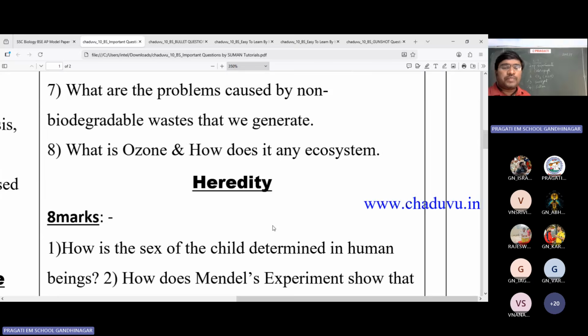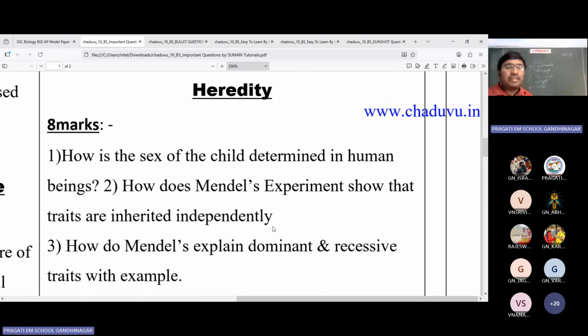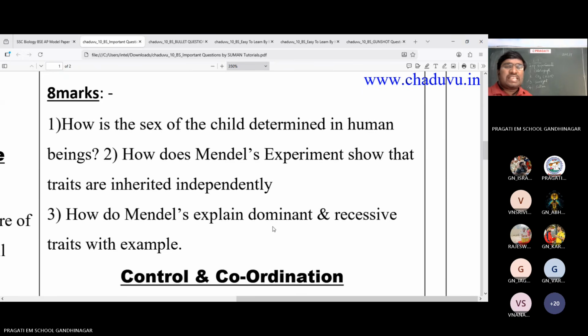4-mark questions here. And heredity. Essay questions. One of the essay questions will come in this chapter, no? So 8 marks. How is the sex of a child determined in humans? Sex determination question. I already explained about monohybrid and dihybrid cross, no? So these 2 questions here in 8 marks.